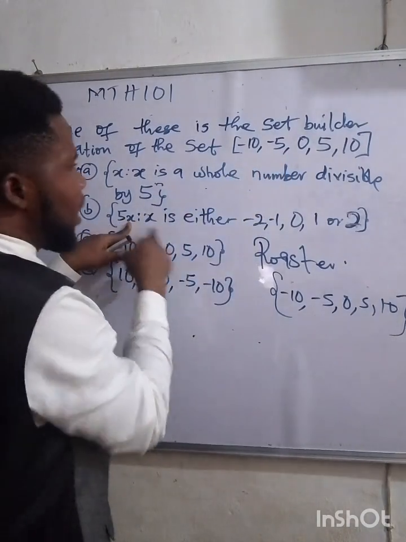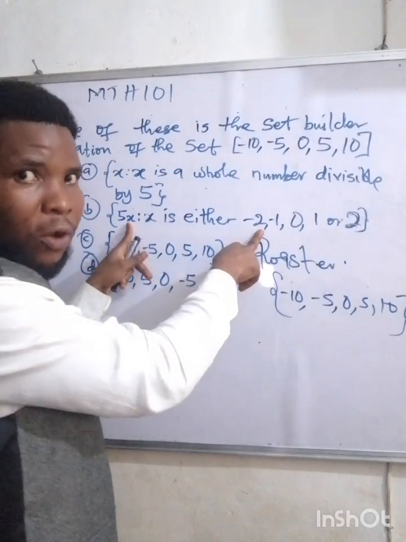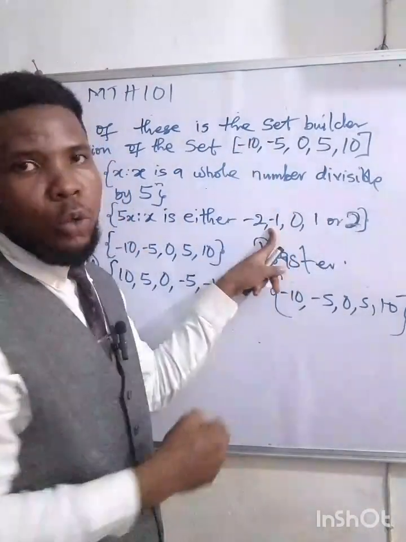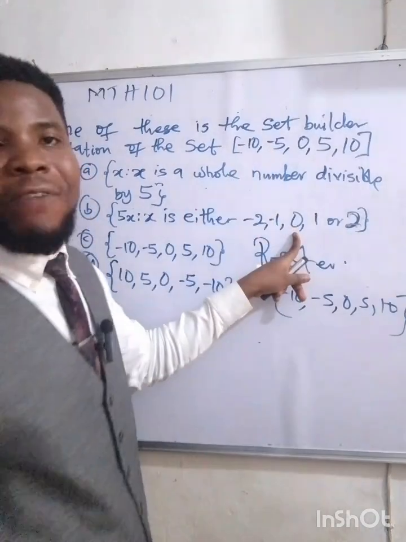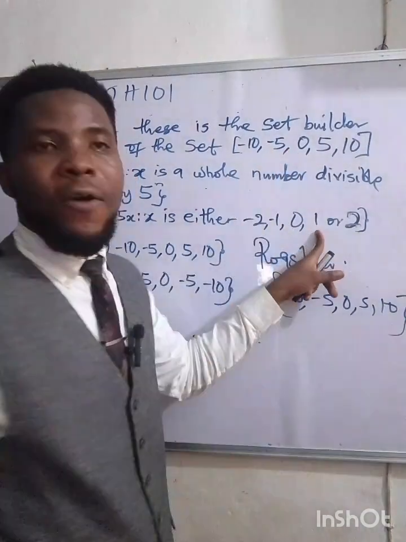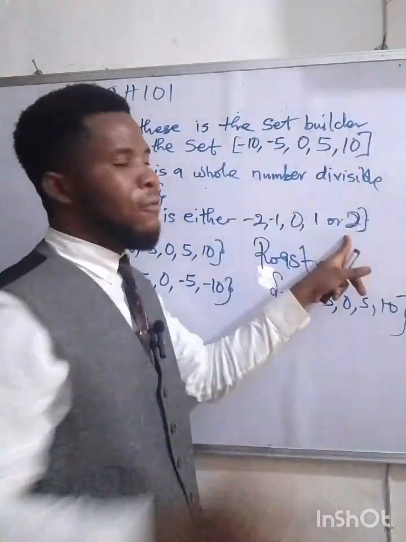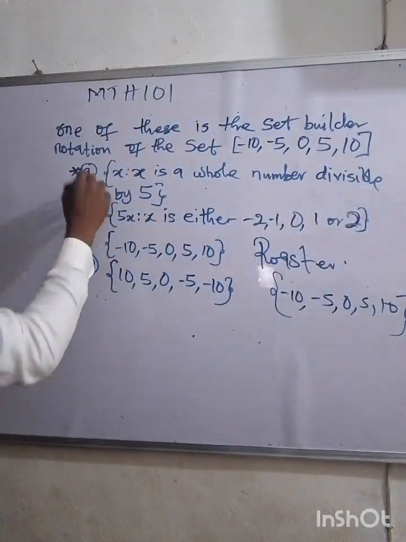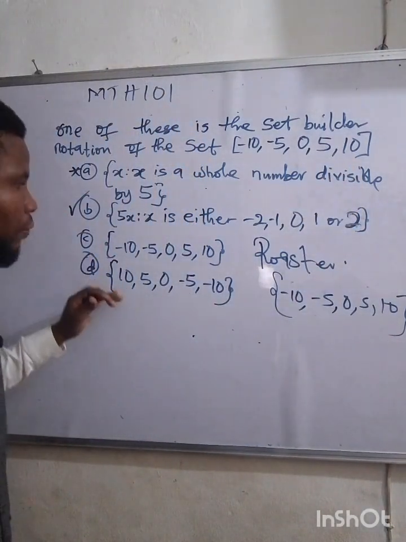So 5 times s. What is the first value of s? Minus 2. 5 times minus 2, can you see we have minus 10? 5 times minus 1, can you see we have minus 5? 5 times 0, we have 0. 5 times 1, we have 5, and 5 times 2, we have 10. So this is the correct option. I don't need to go through the others because of time.